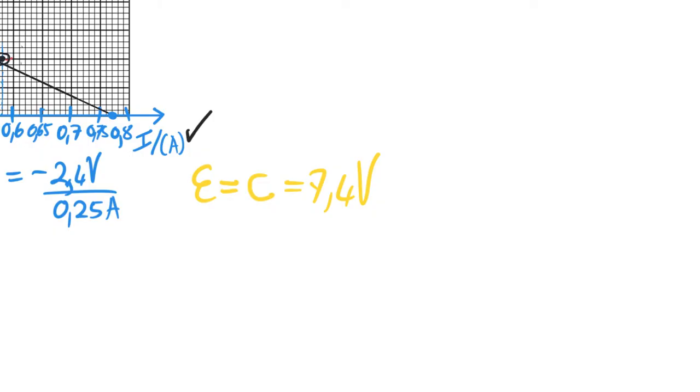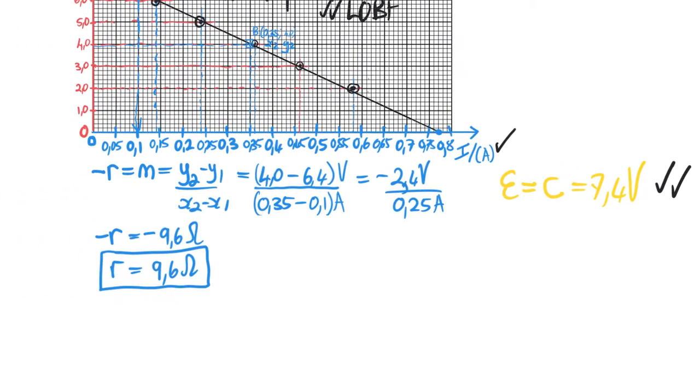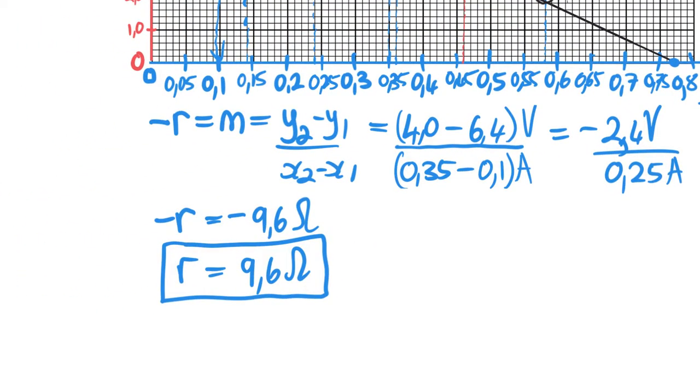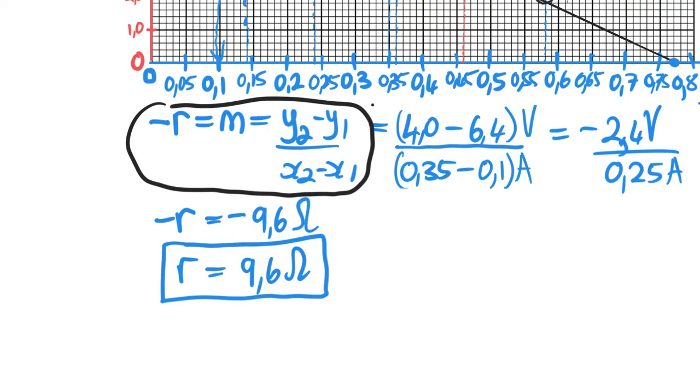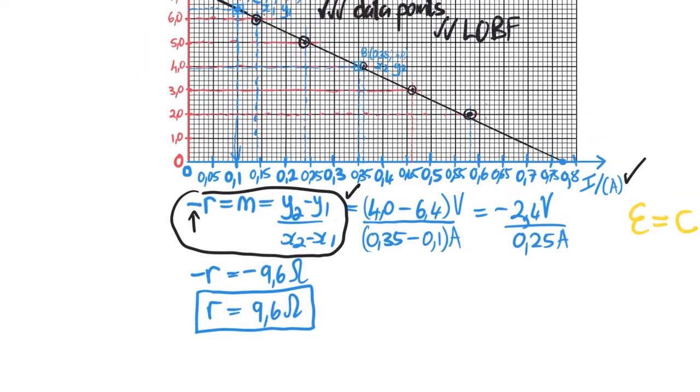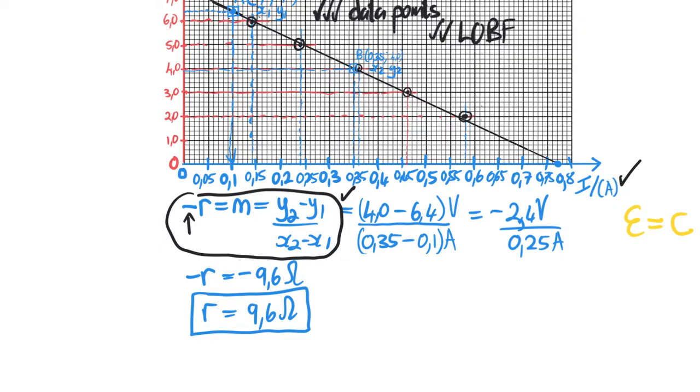Now the mark allocation was 2 marks for the EMF and 3 marks for the internal resistance. So this would be 1 mark, and it's important not to leave out the negative. I found over the years that learners leave out the negative. They get this right, but they get this wrong. So make sure it's the negative of the internal resistance, because the internal resistance is positive, but your gradient is negative. Therefore, your negative gradient must equal the negative of the internal resistance.